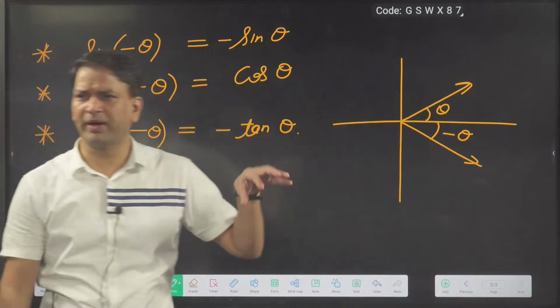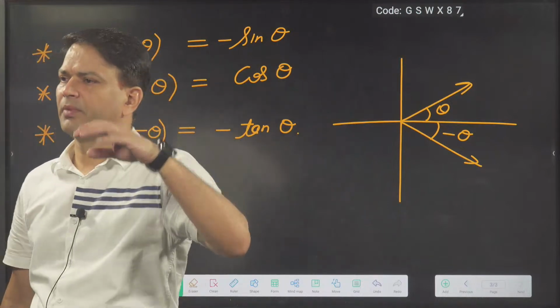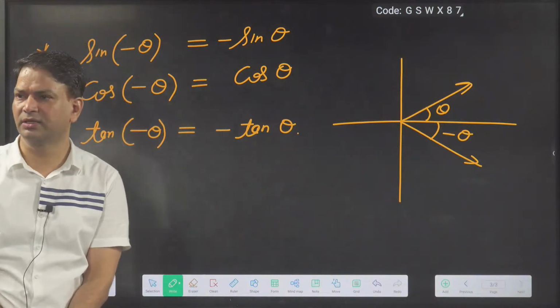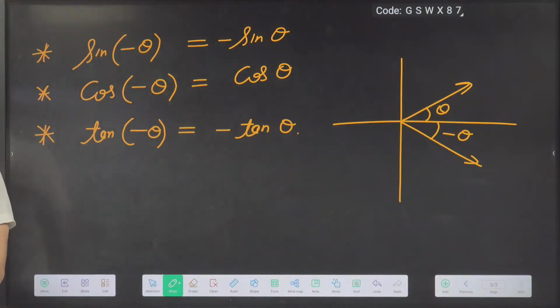So remember these results directly. Sin of minus theta is minus sin theta. Cos of minus theta is cos theta. Tan of minus theta is equal to minus tan theta. Completed.